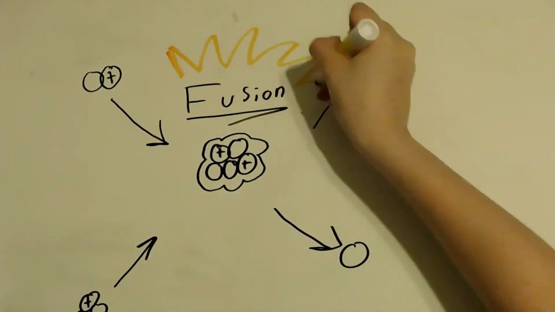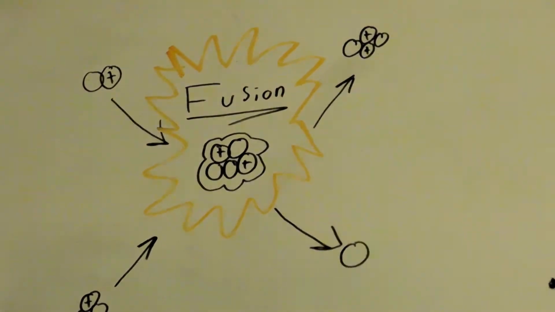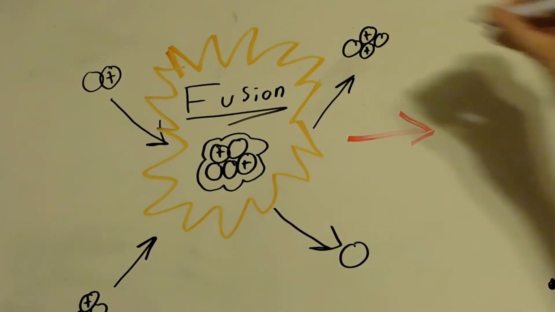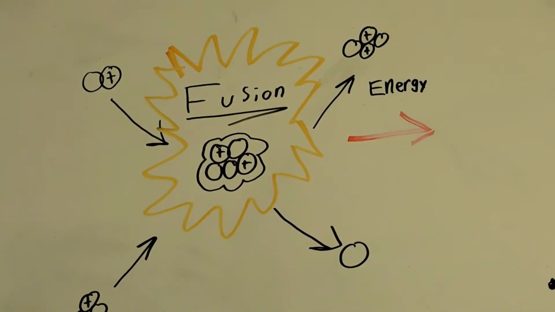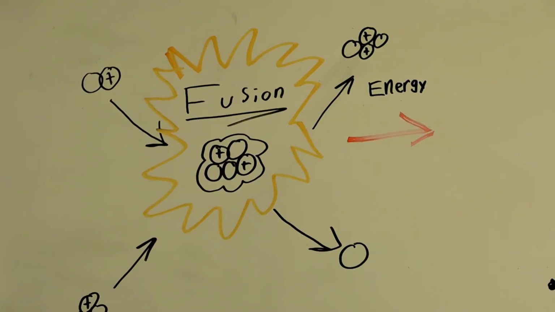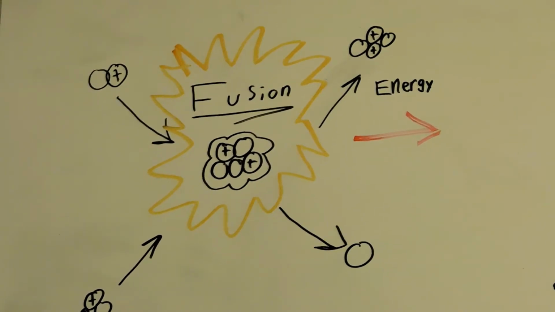For fusion to take place, it requires a lot of pressure and heat. This extreme pressure and heat is needed because, as we know, like proton charges will repel. So this extreme pressure and heat is necessary to go beyond that repulsion.